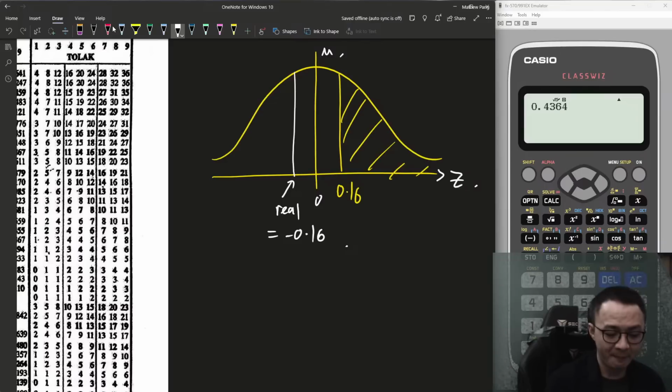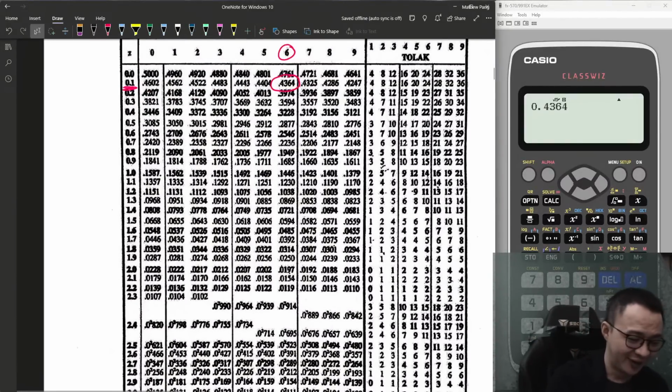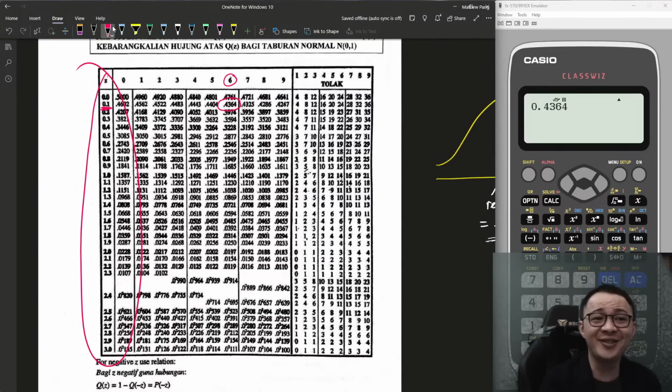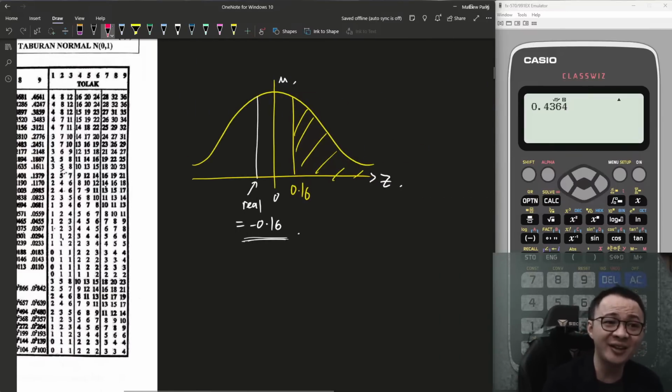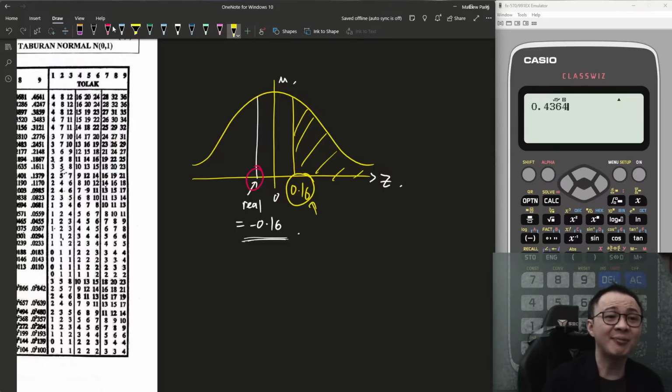Okay, so therefore this is how we get negative 0.16 if you want to use the table, but you need to understand yourself, because this table will not tell you the negative value. You see the Z value here, there's no way you get the negative value from the table. So how to get a negative value? You need to understand where is your real Z value. Okay, because the table can only help us to find the positive one. Sometimes it's at the positive zone, but this one obviously is at the negative zone.